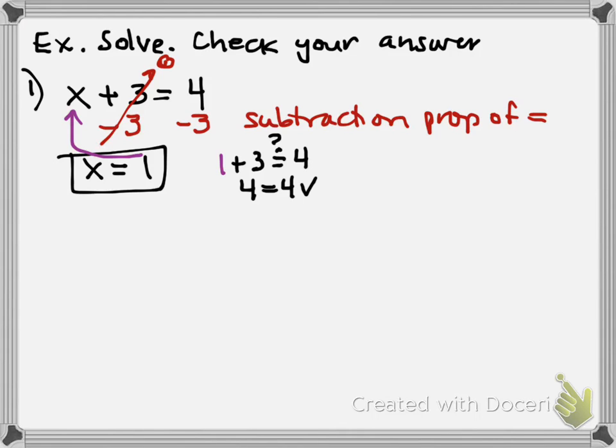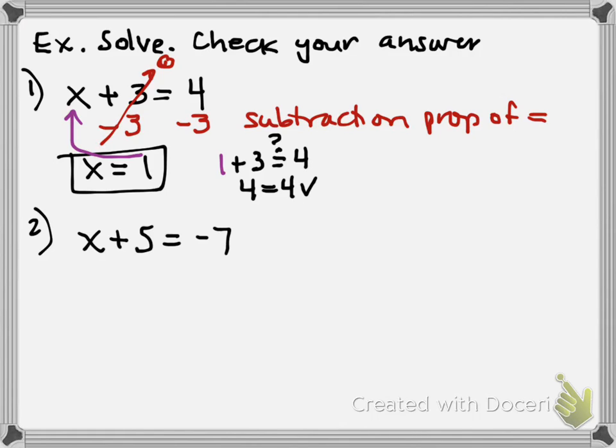So let's do one more like that, and then we'll go back to our notes. So let's have x plus 5 equals negative 7.